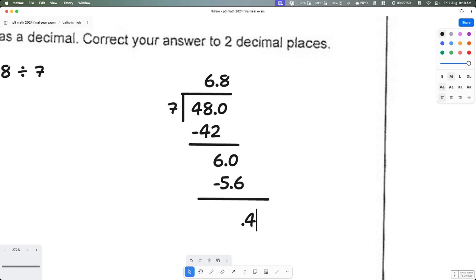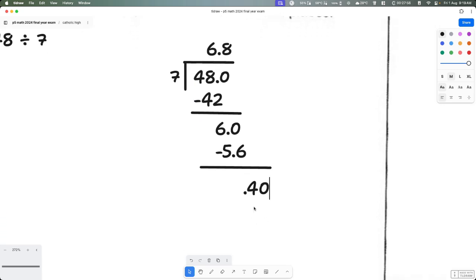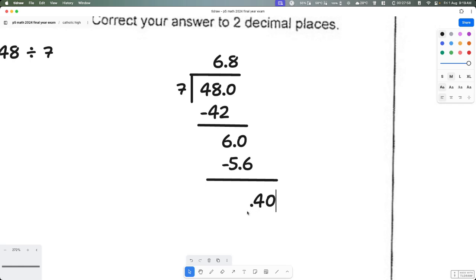We already have a dot 4. Then you put a 0 again because we cannot minus, we have 4 as well. So dot 40. So we can minus what's closest to 40 that is a multiple of 7. Right, so it is 35. And this will give us 6.85.